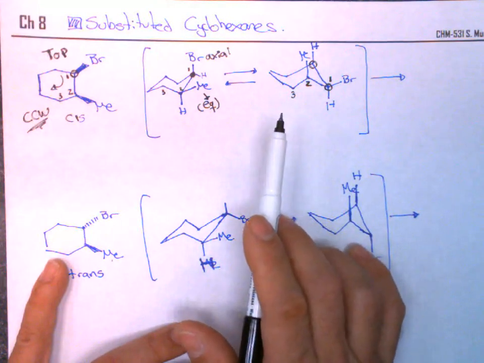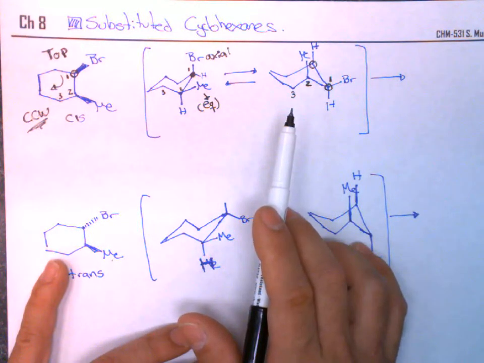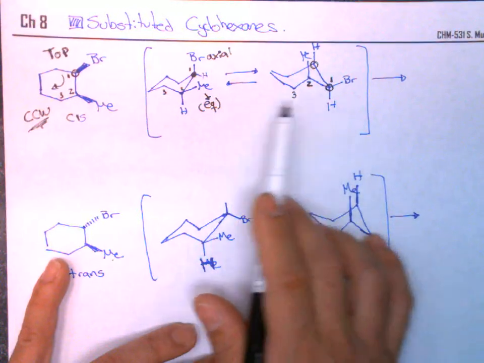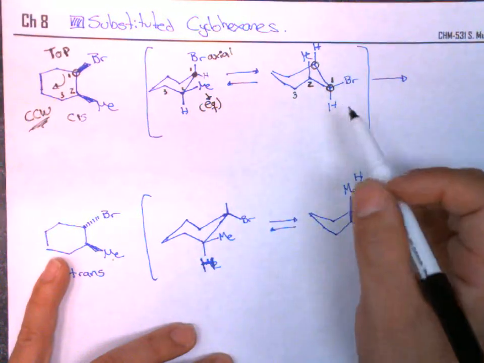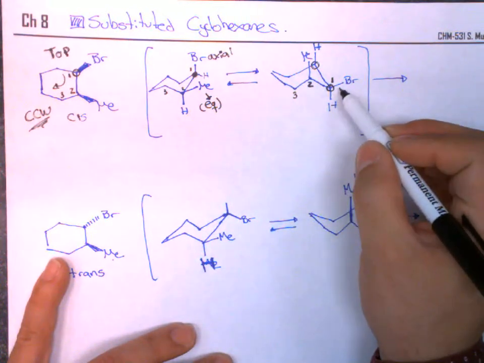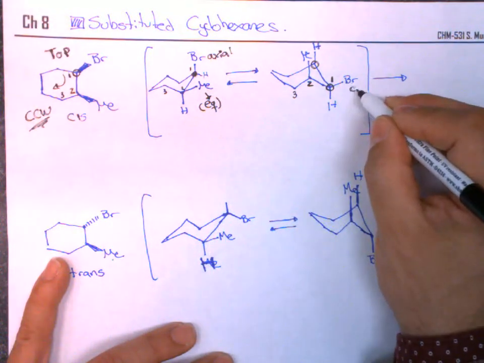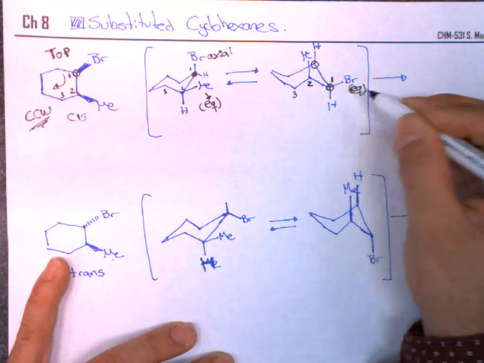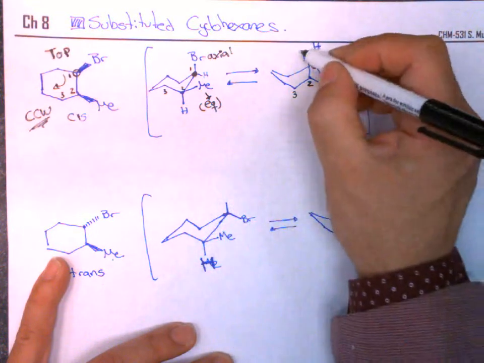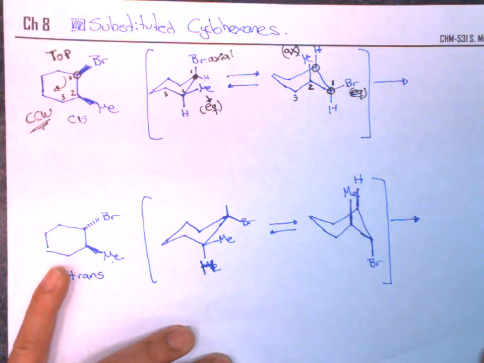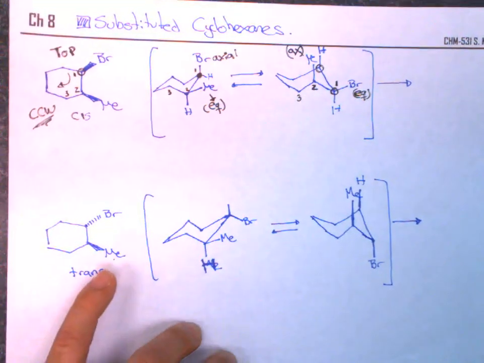Okay, now you will see why I'm drawing chairs to begin with. You might be asking yourselves, what do we care about chairs? Well, you have to care a lot, and you'll see why. Now, let's do the chair flip. After the chair flip, if our bromine was axial, it should be equatorial. If our methyl was equatorial, now it should be axial. And we should all know how to do that chair flip at this stage.